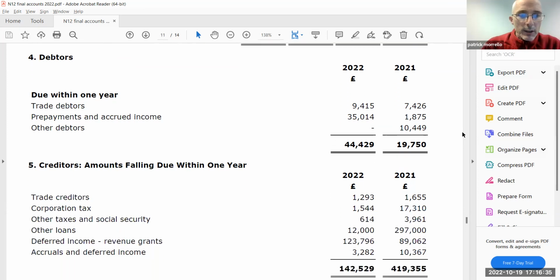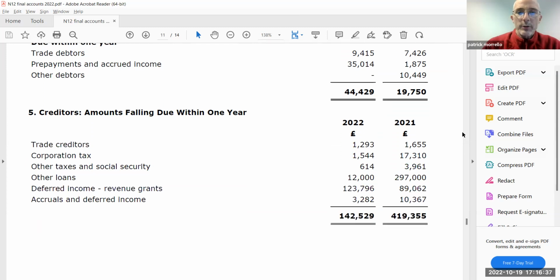And so creditors, amounts falling due within 1 year, which means they need to be paid by 31st March 2023. Mainly quite small balances here, apart from deferred income, revenue grants. This is where Nudge has received some grants but hasn't spent them yet. So this isn't really a creditor, but it's money being kept in creditors, and it'll be released into income next year.